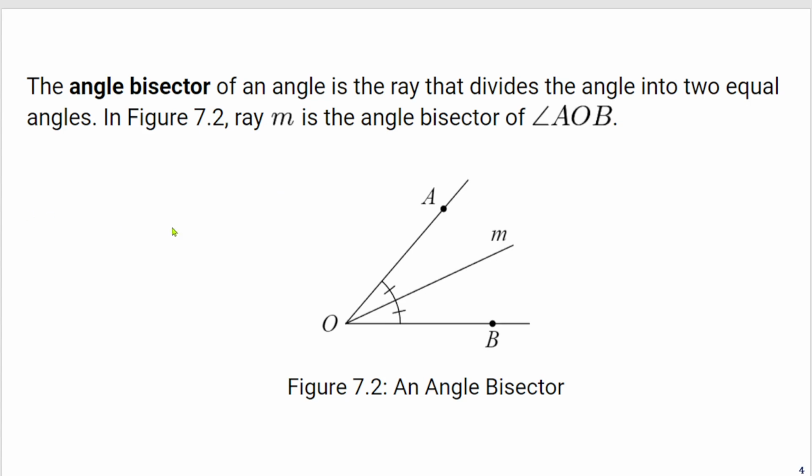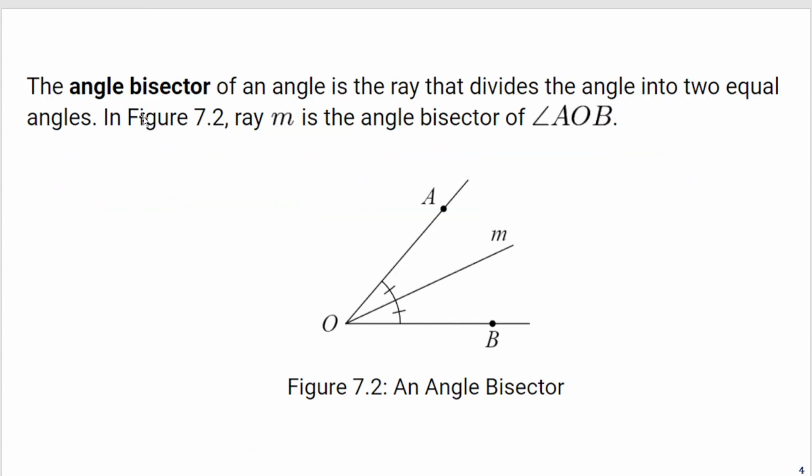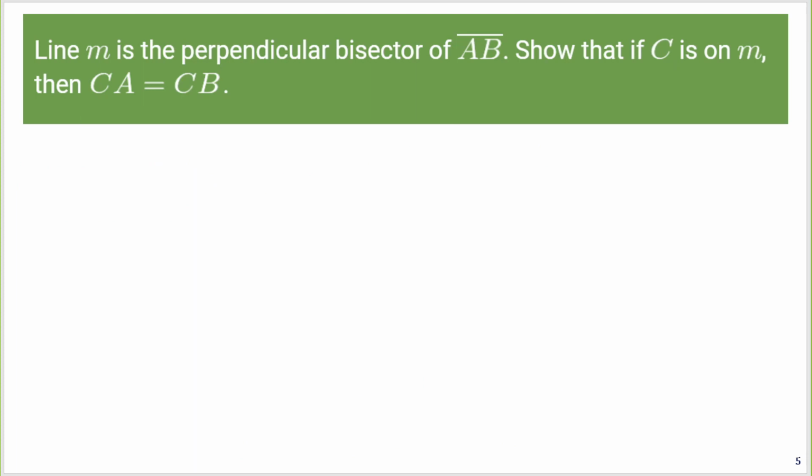Okay, then next let's have a look at some important properties related to either the perpendicular bisector or an angle bisector. Line M is a perpendicular bisector of segment AB. Can you show that if C is on M, then CA equals CB? Again, you should try to draw a diagram to help you think. So we can draw a segment AB, right? Point A is here, point B is here.